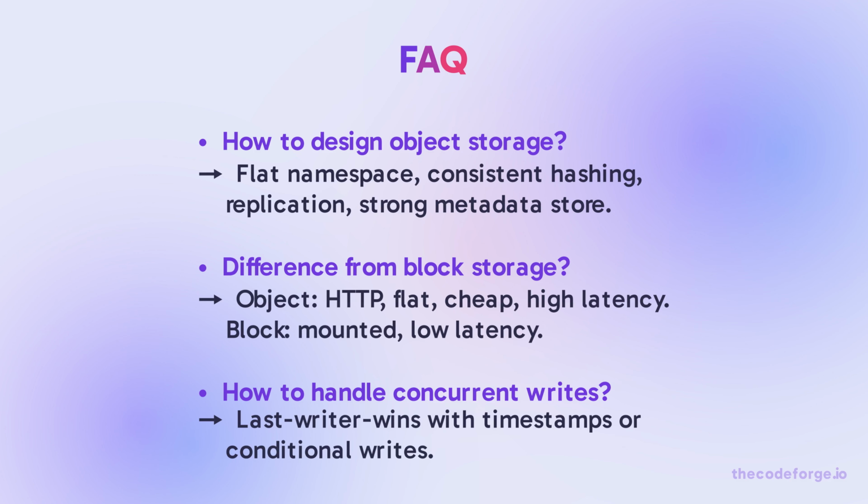How to design object storage? Flat namespace, consistent hashing, replication, strong metadata store. Difference from block storage? Object: HTTP, flat, cheap, high latency. Block: mounted, low latency. How to handle concurrent writes? Last writer wins with timestamps or conditional writes.